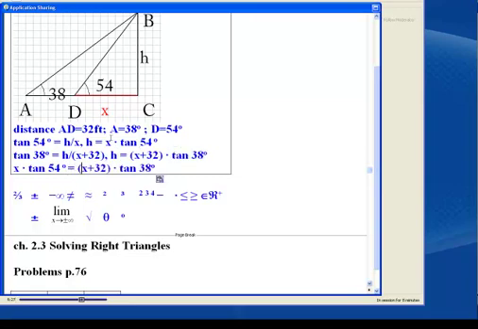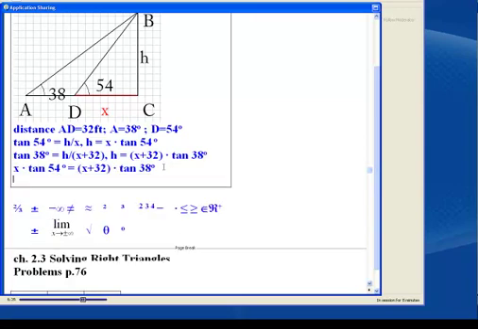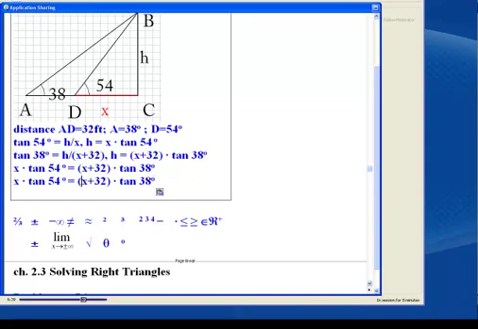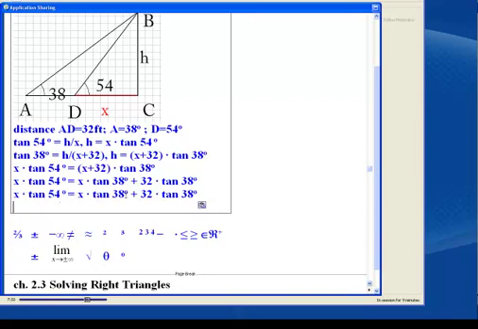There we go. Now we have to multiply this out. So we're going to have x times tangent 54 degrees equals x times tangent 38 degrees plus 32 times tangent 38 degrees. And then we get this to the other side, so we subtract x tangent 38 degrees from both sides.